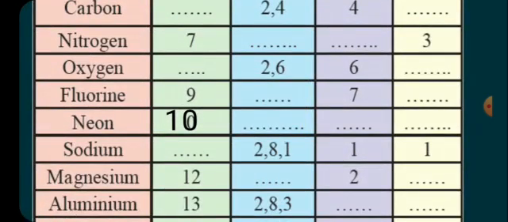Neon has atomic number 10. Electronic configuration will be 2, 8 and it possesses complete octet. Neon shows completely filled octet state. Therefore, the valency of neon is 0.